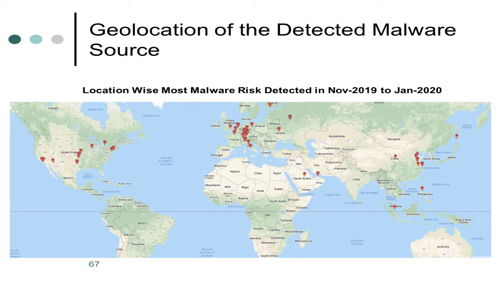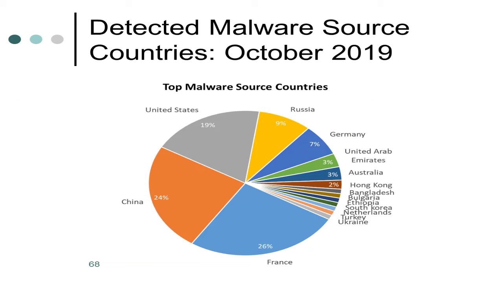Now for November to January, again we see a lot of attacks coming in from Europe, especially from Germany and France. There's consistent attacks from different locations of the US and China. So we tried to find out which are the top countries the attacks come in. So this is for October. In October we see France, China, US and Russia.